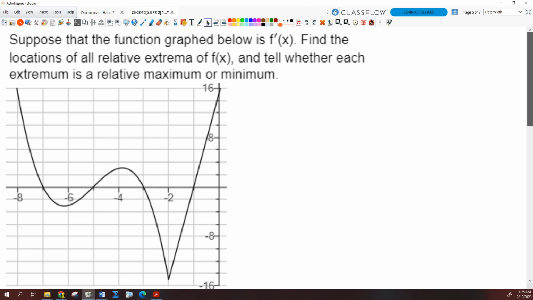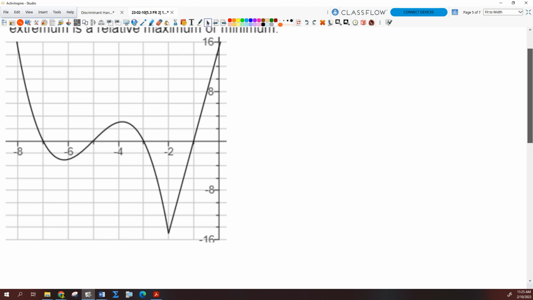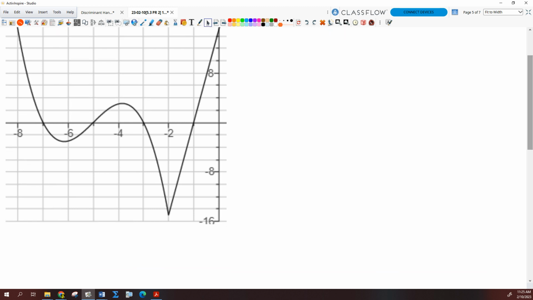So, find the locations of relative extrema. Where are the places where we get relative extrema here? Yeah, we're getting relative extrema here, here, here, and there. The places where the derivative is equal to 0. Is the derivative undefined anywhere? No, right? If the graph of the derivative is continuous, then the derivative is nowhere undefined, right?